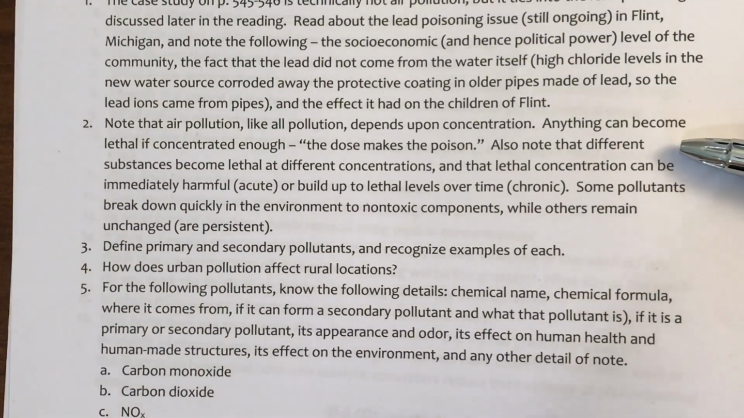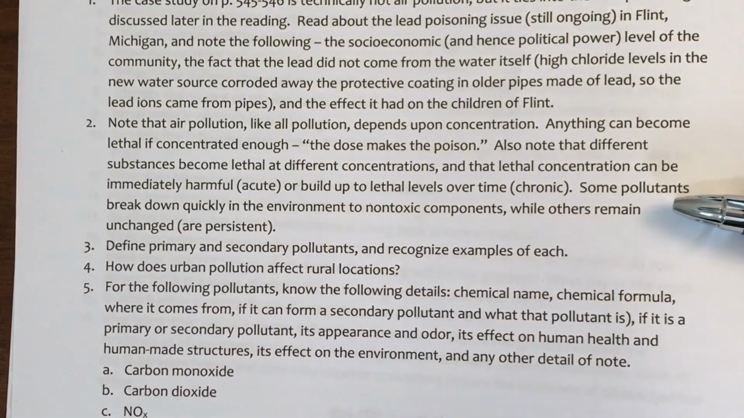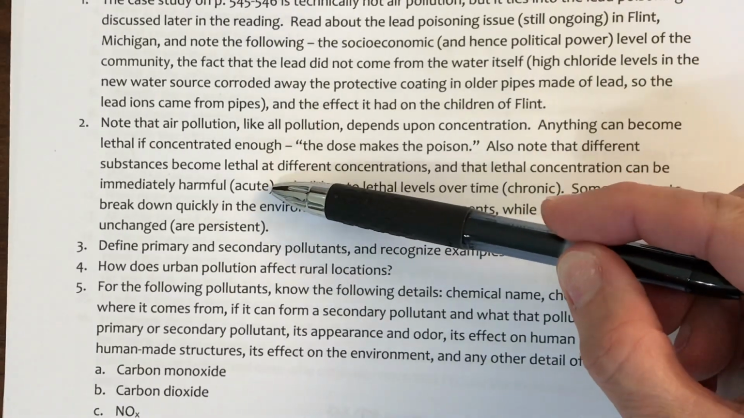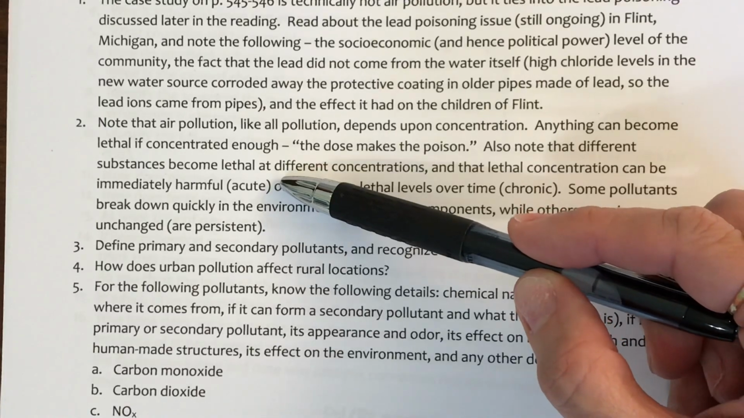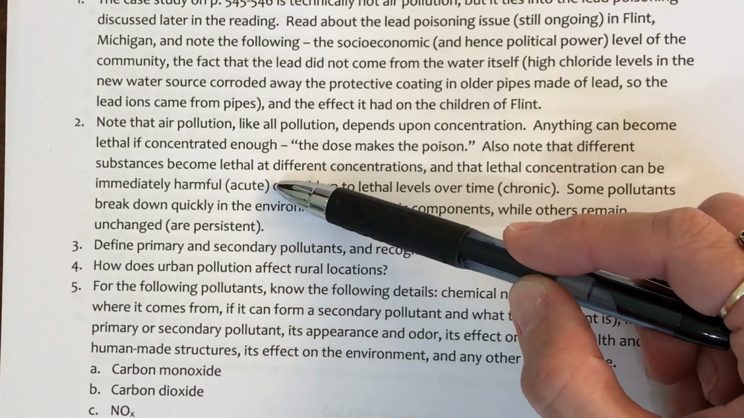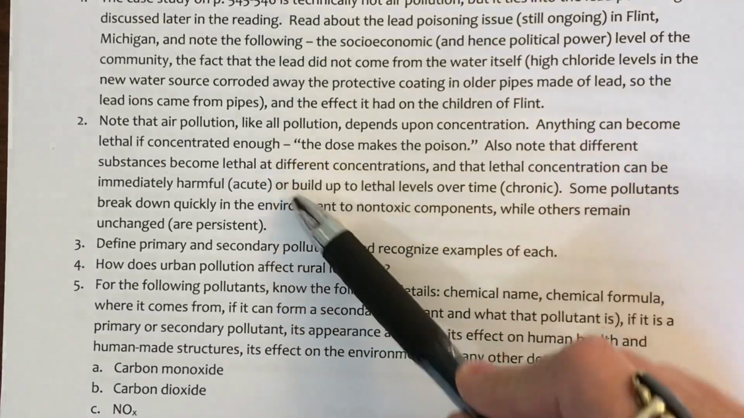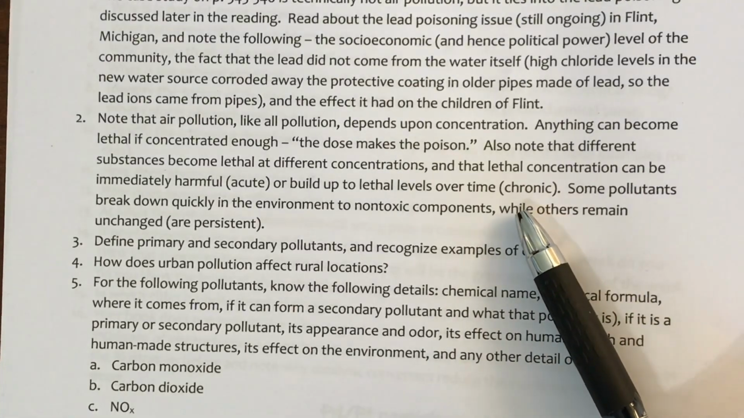Also note that different substances become lethal at different concentrations, and that lethal concentrations can be immediately harmful, which means acute. This is like rattlesnake poison or venom. You get bit, you get the venom in your system, it's going to cause a reaction right away. And then there are some things that reach those lethal levels over time, things like lead and mercury.